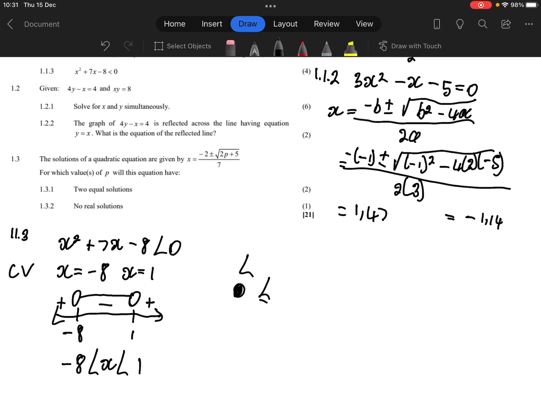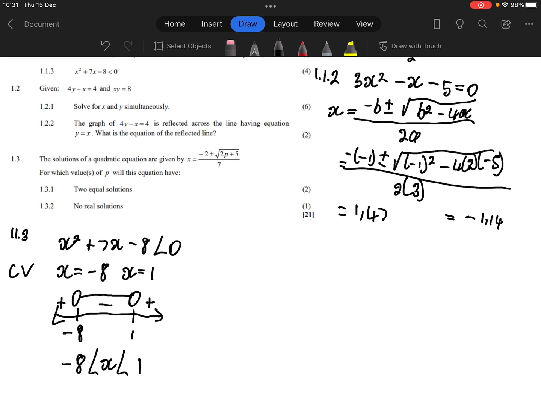Let's move on. We have question 1.2, which states that 4y minus x is equal to 4 and xy is equal to 8. Solve for x and y simultaneously. Okay, so in this case, the first thing you want to do is look for which equation is more simple to put into standard form or to make the subject of the formula.